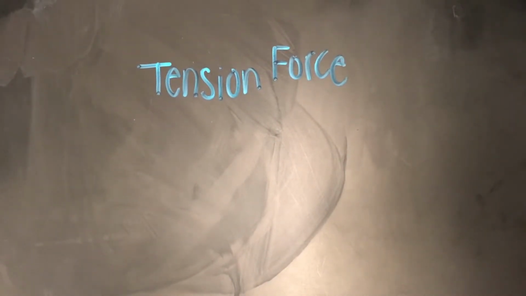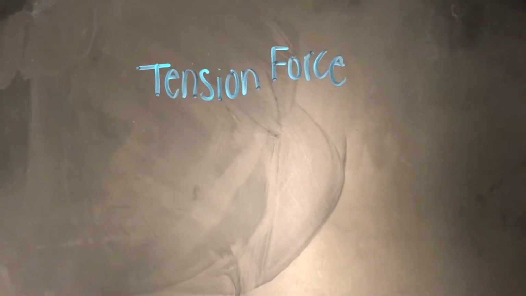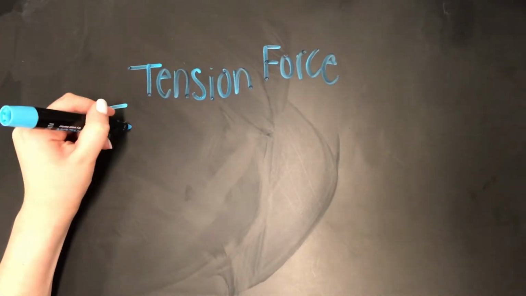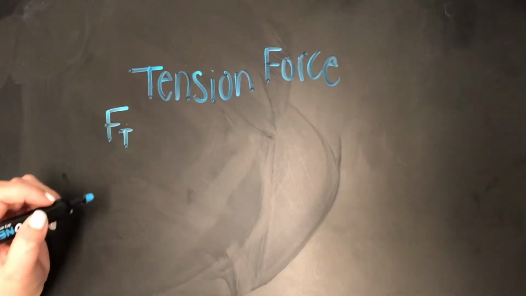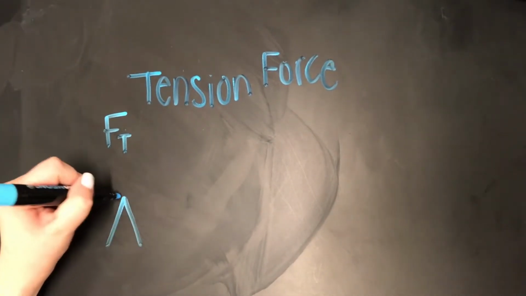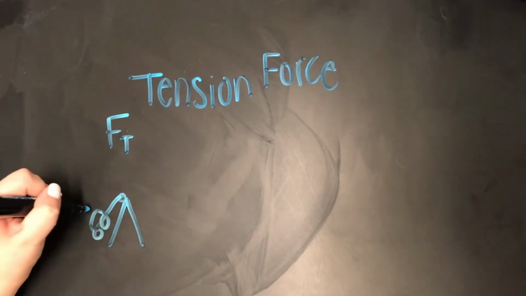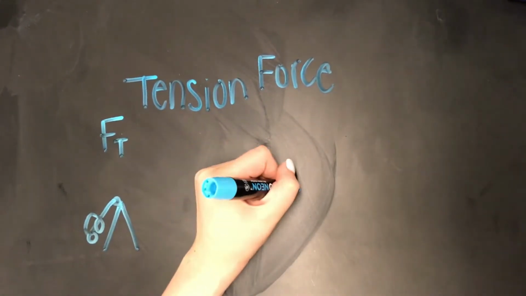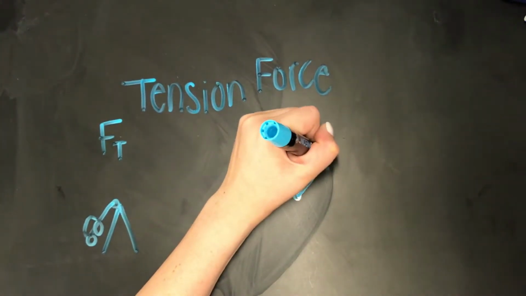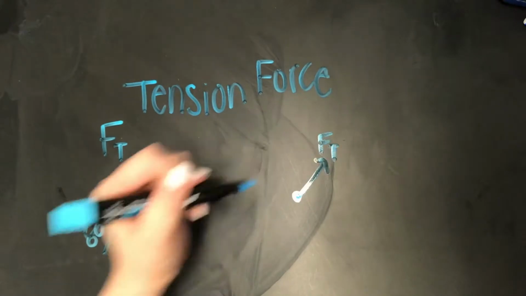Tension force is a force that is transmitted through a string, rope, cable, or wire when it is pulled tightly by the objects at its opposite ends. This force flows across the length of the wire or rope. The direction of the force is opposite the direction of motion. The symbol used for tension force is Ft. For example, a cable car climbing the mountain. So for your FBD, the tension would be going that way because the tension is being pulled from right here.